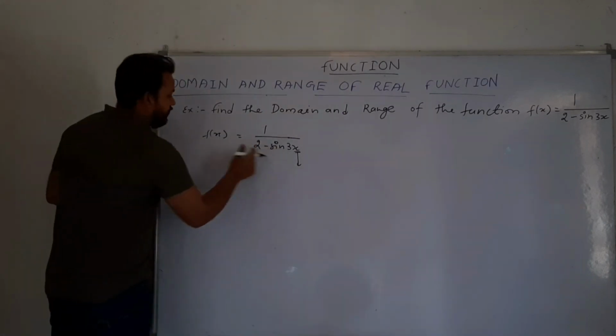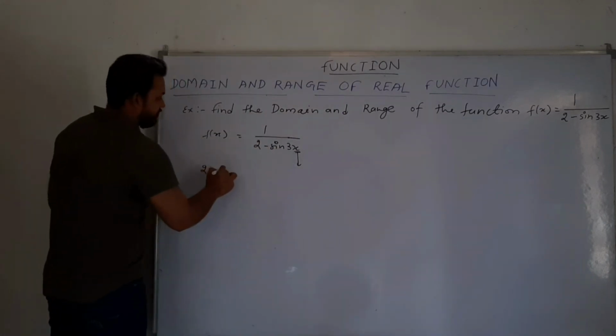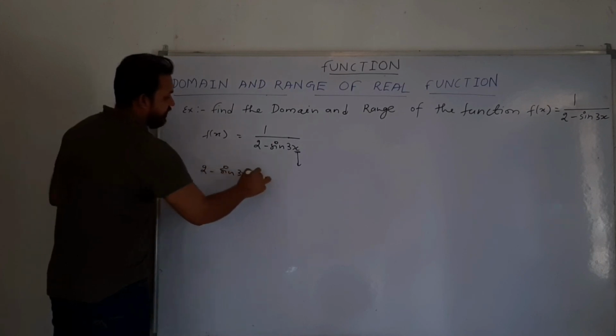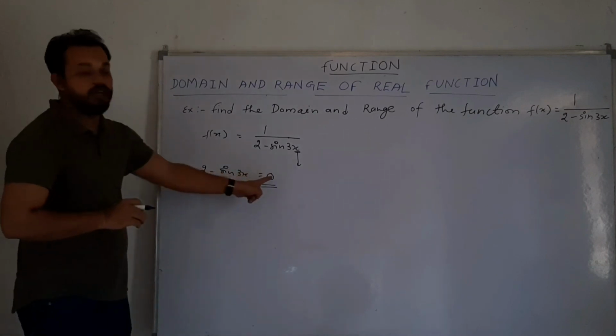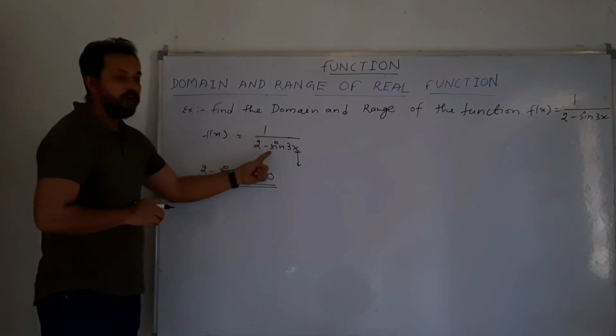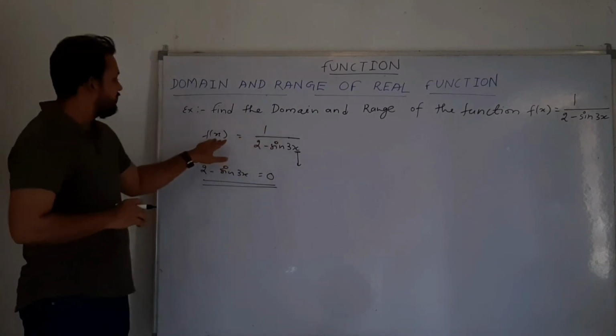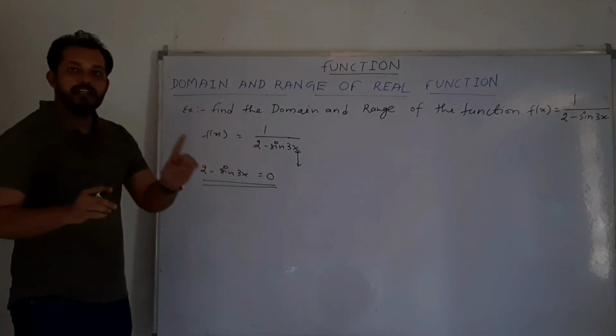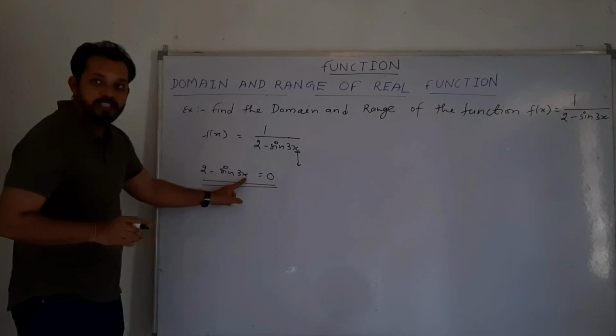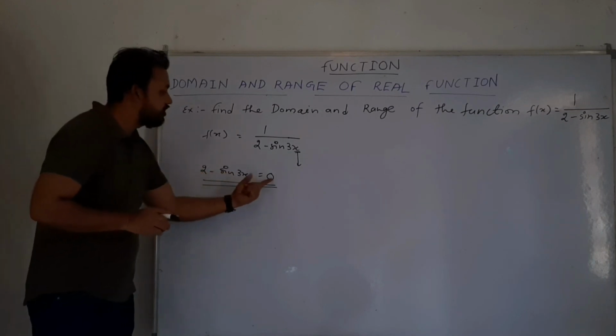We will avoid 2 minus sine 3x is equal to 0. This case is not possible. If this is 0, then 1 upon 0 is not defined, hence the function will not be defined. Hence we will find the value of x for which this is 0.